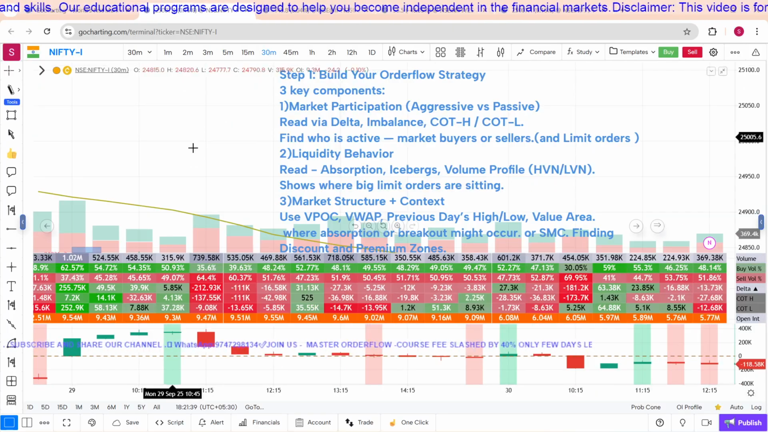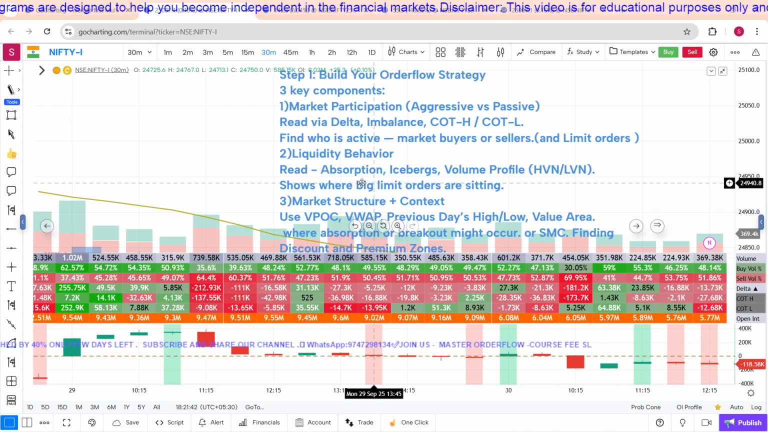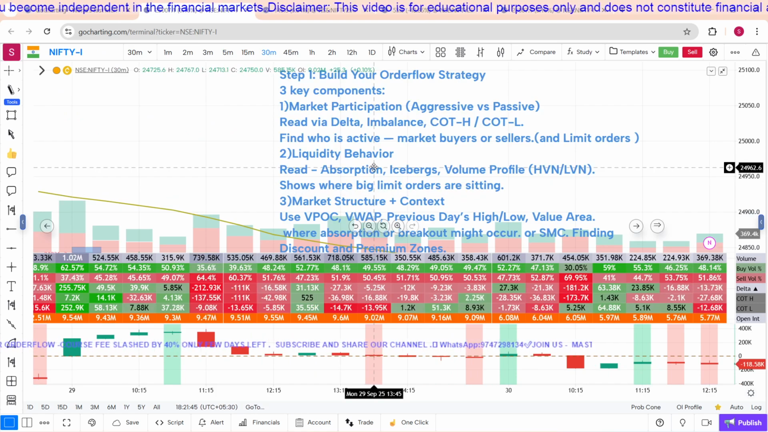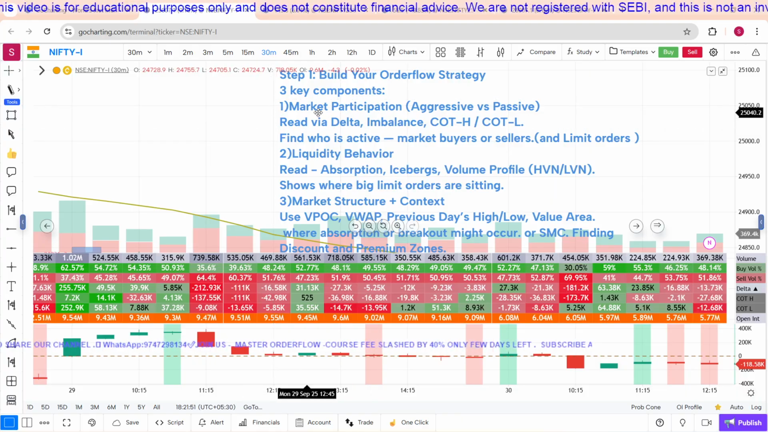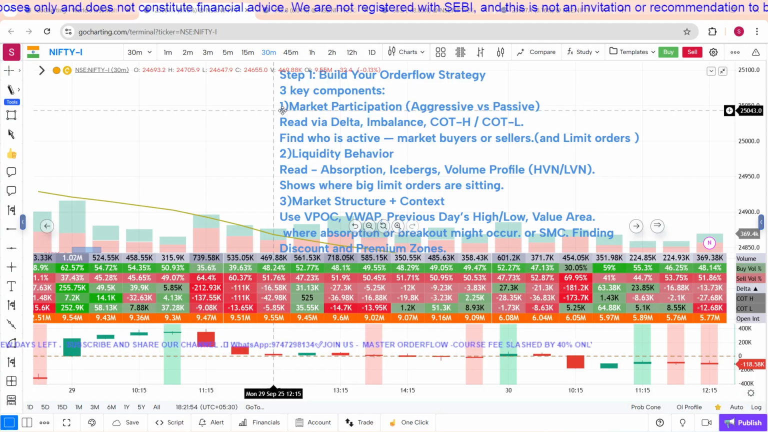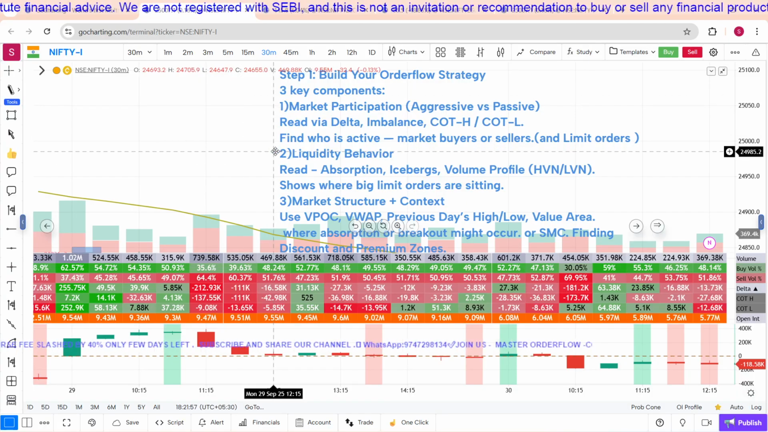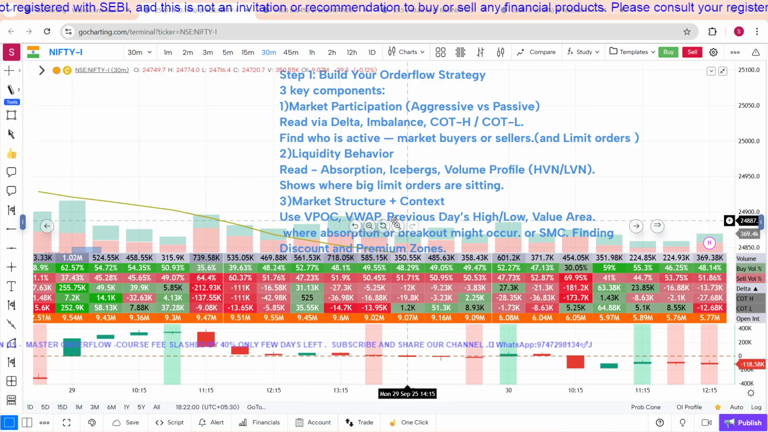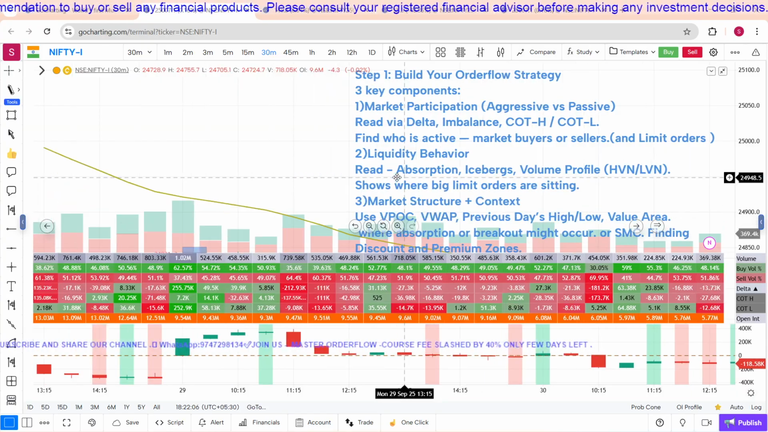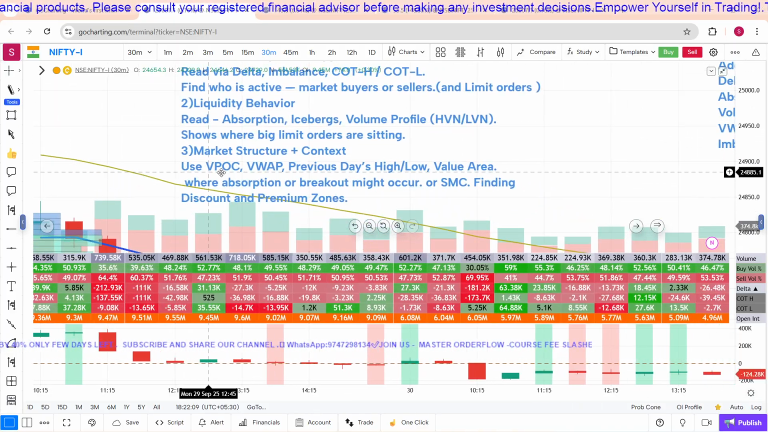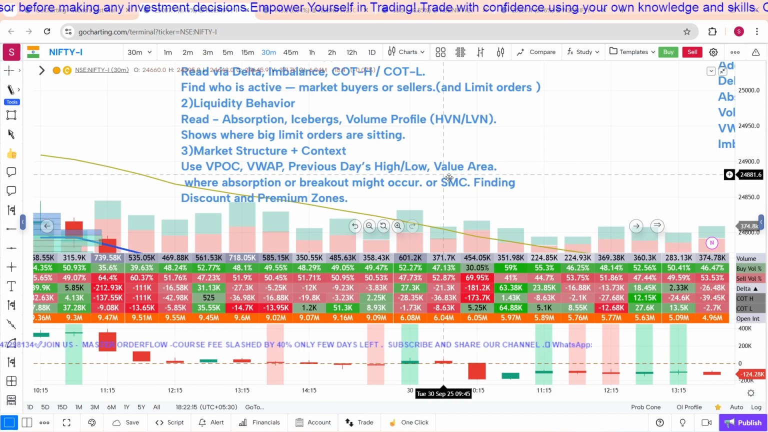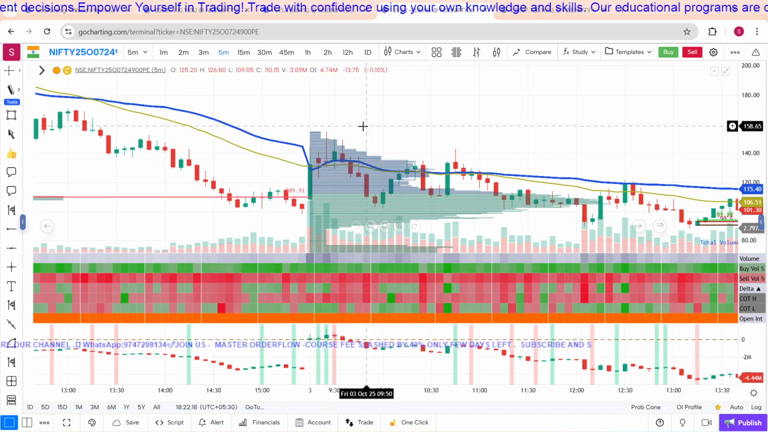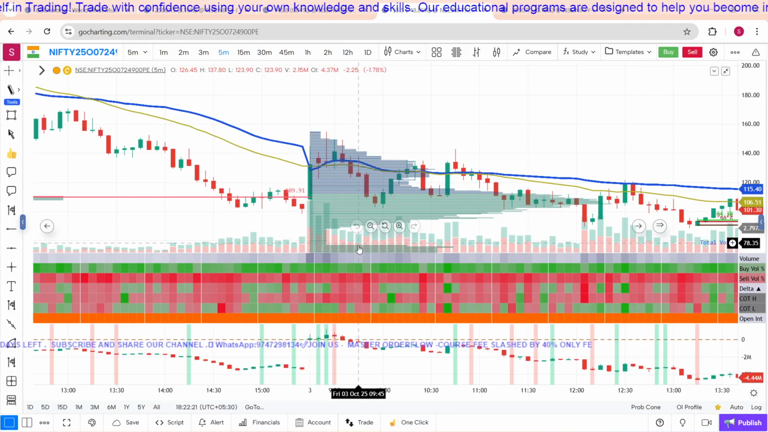Then next one is these absorptions. After these absorptions, a breakout might occur. If it is a selling absorption, you can see a huge decline thereafter. If it is a buying absorption, you can see some huge upward movement. And all these should be studied in relation with the volume POC, VWAP, previous day high-low points, and the value area of the volume profile. And this colored portion is the value area.